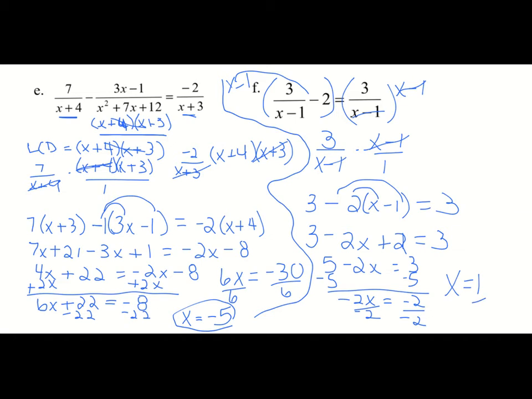Now, when I check this answer, if I plug a 1 in for x, 1 minus 1 gives me a 0. So even though this is an answer to the equation, it doesn't work for our original equation because it turns my denominator into 0. So we would say, in this case, our answer would be no solution.